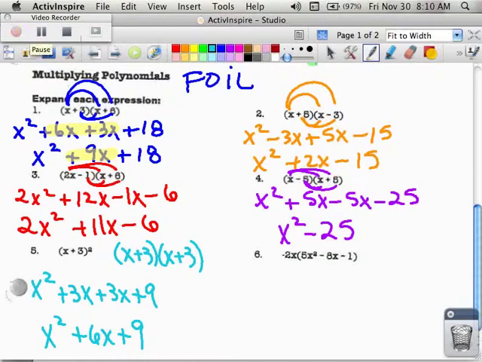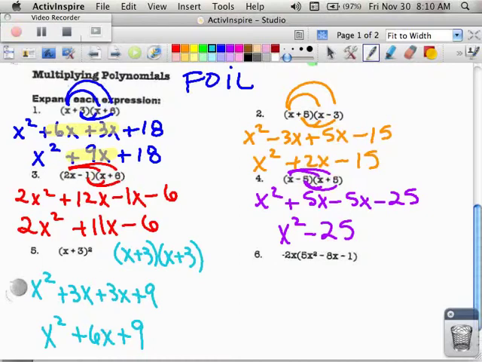Okay, so one more time, shortcut. Look at the first term. If you want to use the shortcut, square the first term, x squared. There it is, the first thing. Look at the last thing, positive 3 squared, positive 9. Multiply everything, 2 times x times positive 3, 6x. That's the term in the middle.